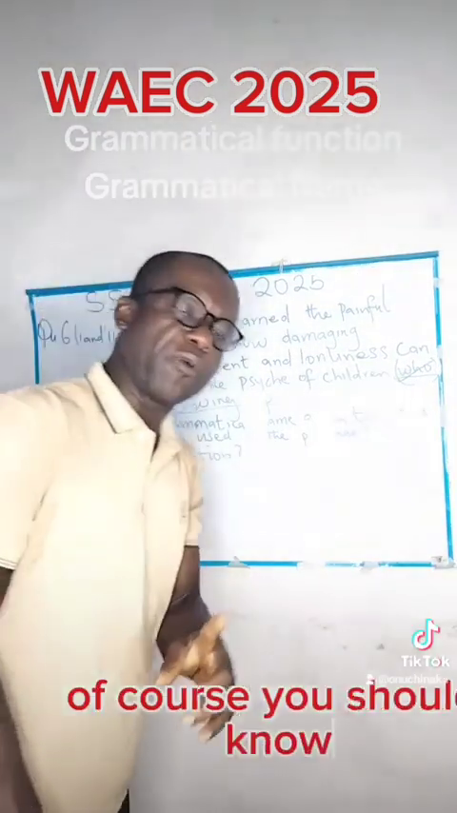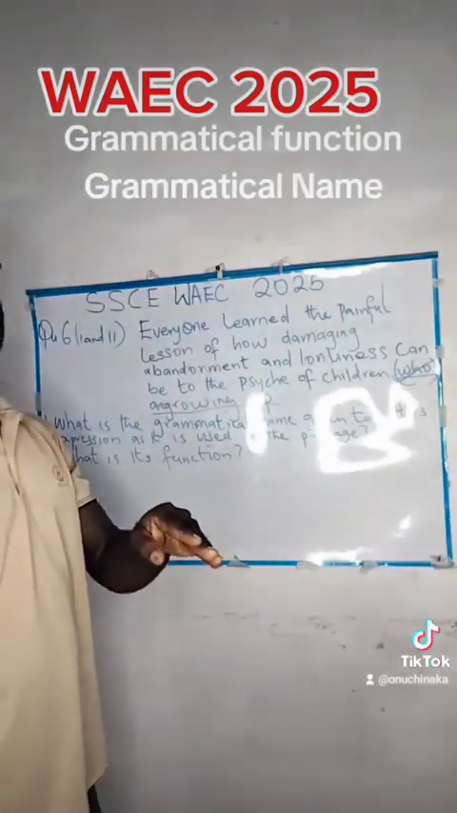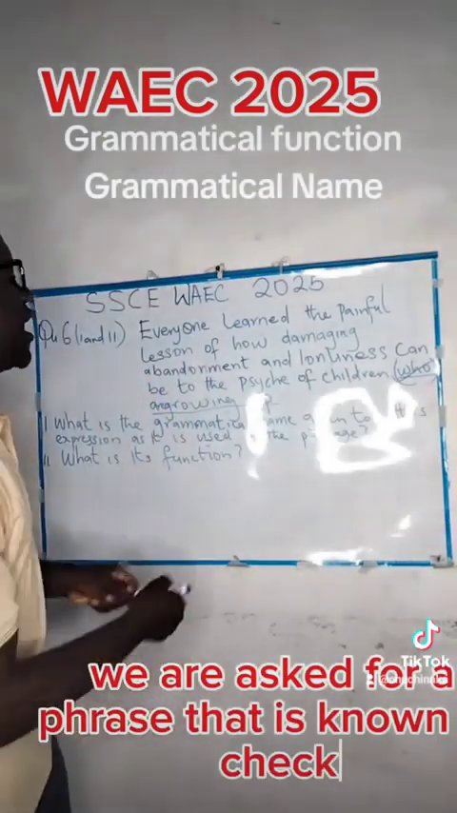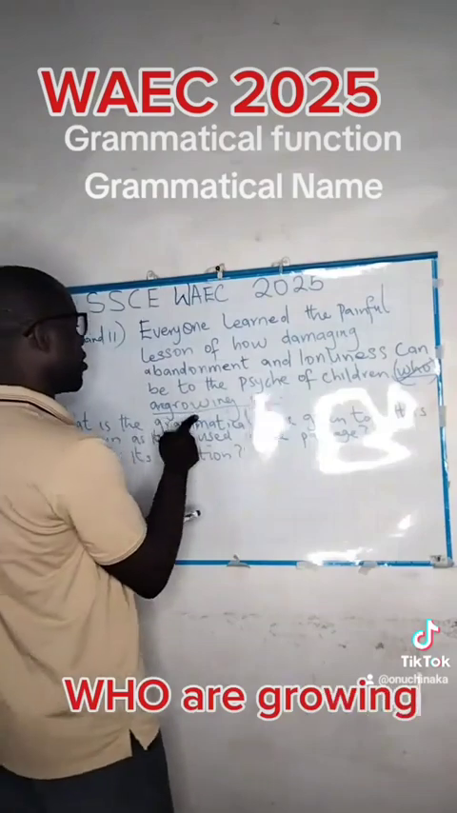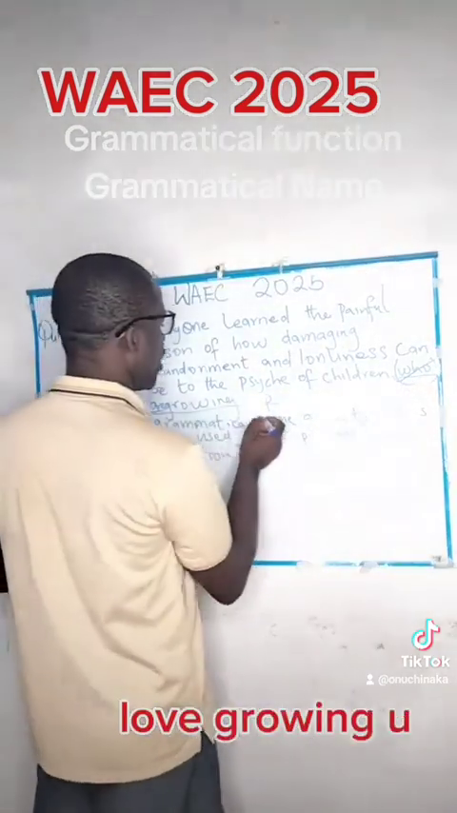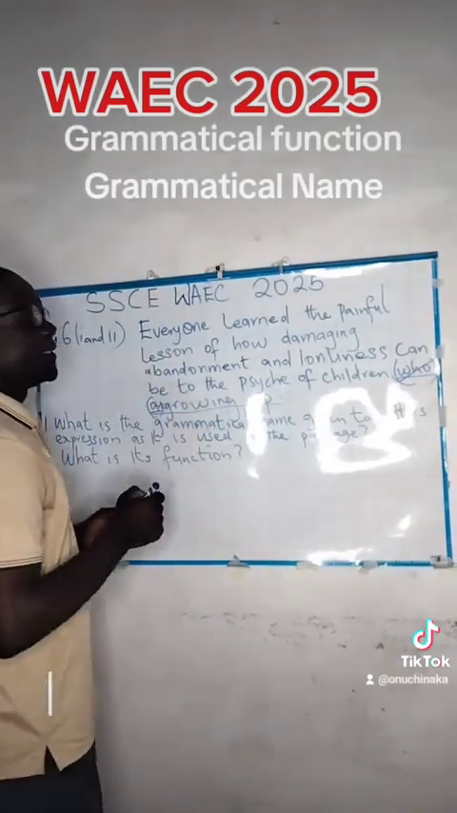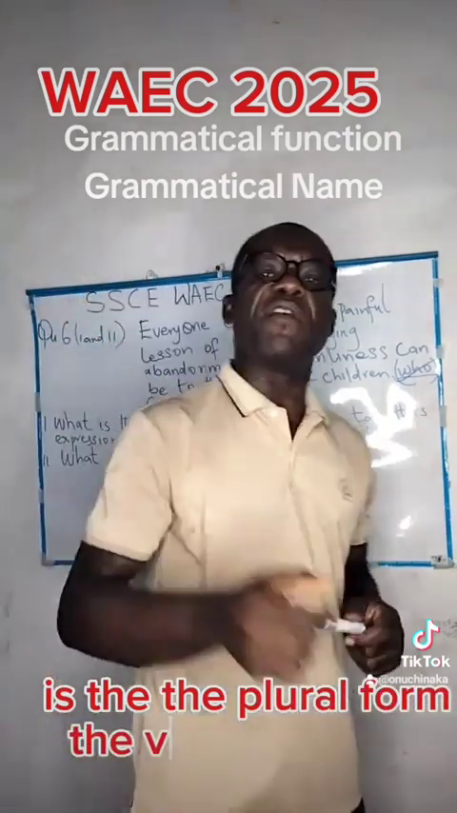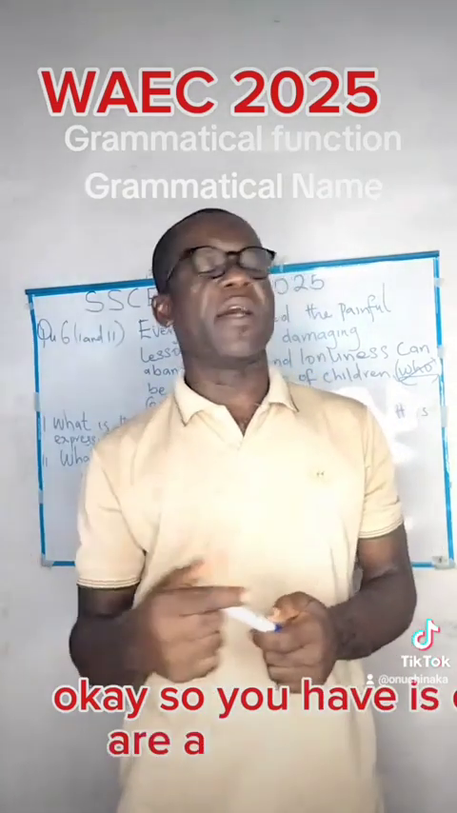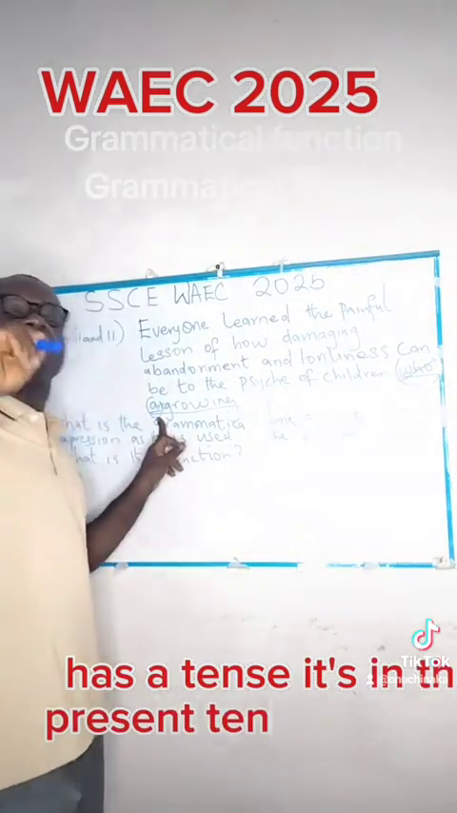Of course, you should know that the difference between a clause and a phrase is that for a clause there is a finite verb, whereas for a phrase there is none. So we check who are growing up. Now we have are as a verb, we have growing up, we have growing, but the verb are is the plural form of the verb be, which is. Okay, so you have is or are, and that form has a tense. It's in the present tense form.